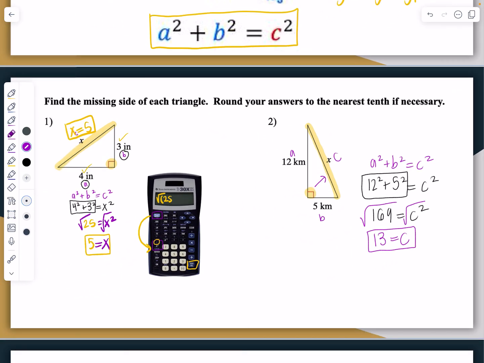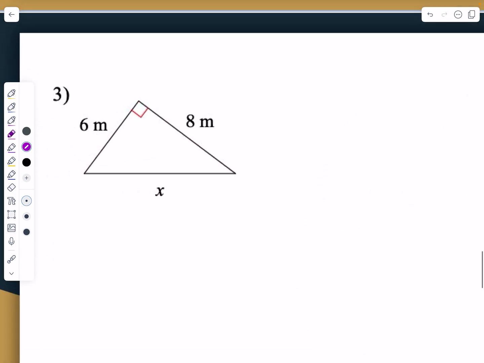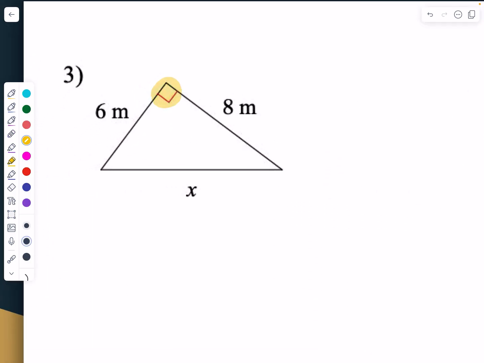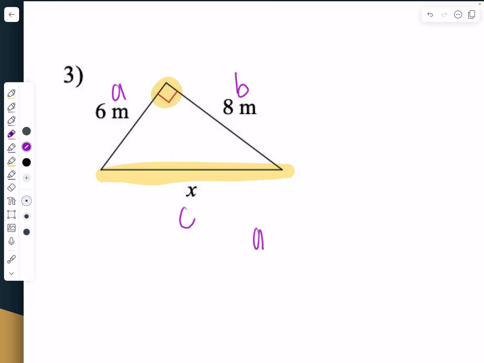If you're struggling with it. Okay, so this next one, let's find our hypotenuse first. Here's my right angle. Here's my hypotenuse. So I'm going to label it just like I did before, A and B, and then this is going to be my C. So we're going to do A squared plus B squared equals C squared, and we're going to fill that in. This would be 6 squared plus 8 squared equals X squared.